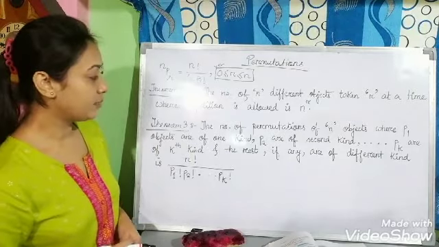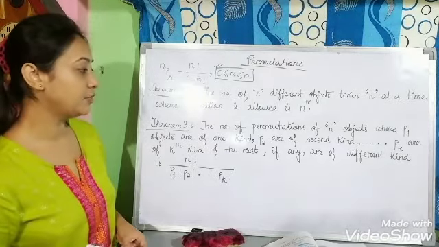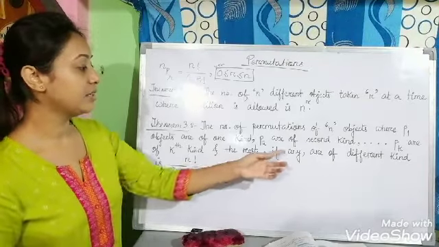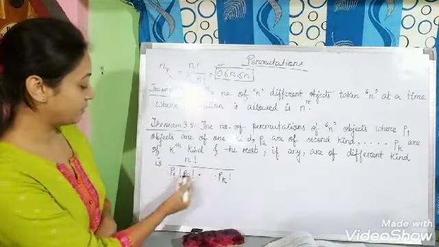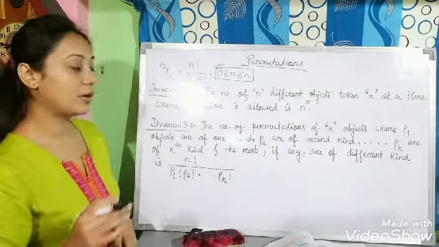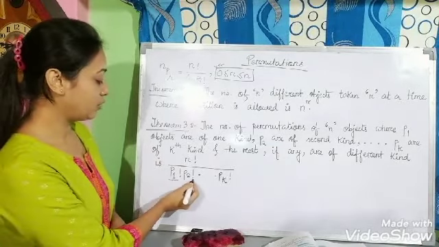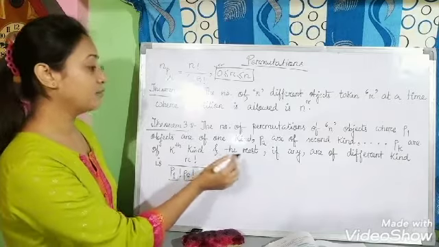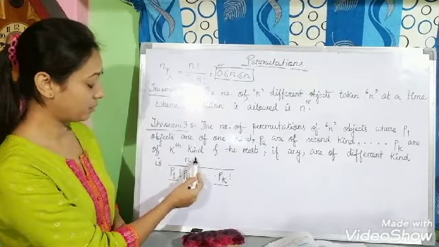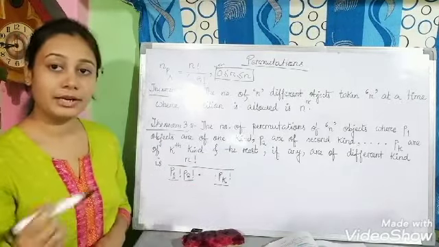Theorem 3 says the number of permutations of n objects where p1 objects are of one kind, p2 objects are of second kind, and pk are of kth kind, and the rest, if any, are of different kind, is n factorial by p1 factorial, p2 factorial, dot dot dot pk factorial. So n factorial, that is the total number of objects factorial, divided by the factorial of each kind of object.